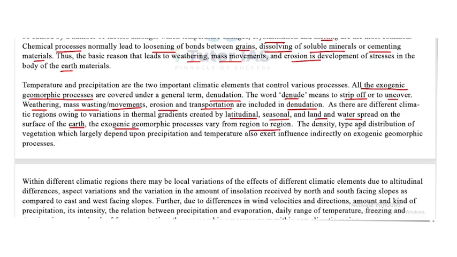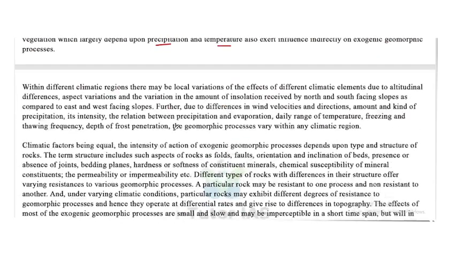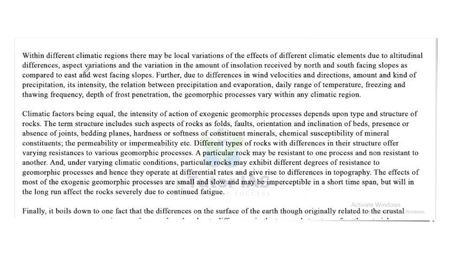The density, type and distribution of vegetation, which largely depend upon precipitation and temperature, also exert influence indirectly on exogenic geomorphic process. Now, within different climatic regions, there may be local variations of the effects of different climatic elements due to altitudinal differences, aspect variations and the variations in the amount of insolation received by north and south facing slopes as compared to east and west facing slopes.